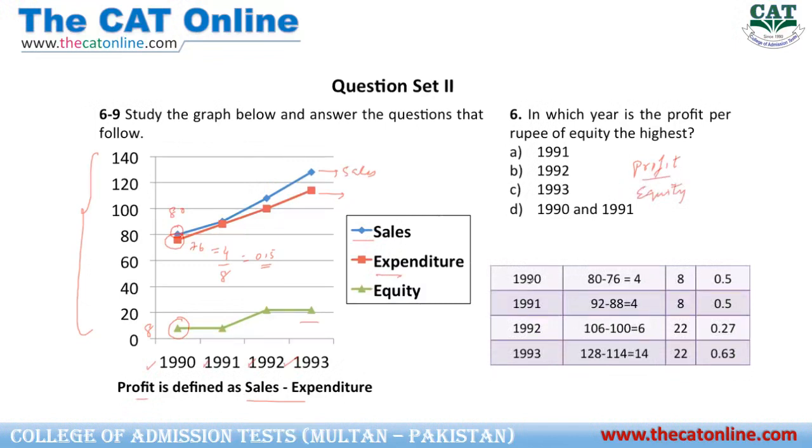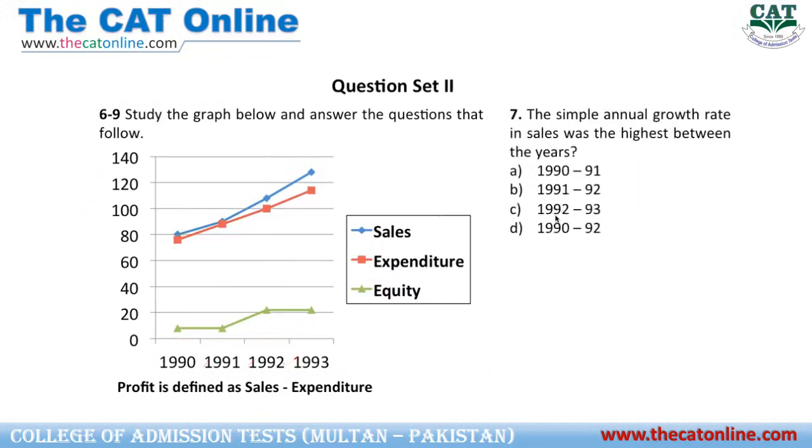So this table here shows the different years. I have this sales value minus the expenditure, and this gives me the profit. These are the equity values, and this is finally profit divided by equity. So if you calculate for all these years, you will get for year 1991 the sales is 92, the expenditure is approximately 88. This gives you a profit of 4, divided by it, this gives you 0.5. Similarly, calculate for the rest of the years. We find that the ratio is maximum in the year 1993. So it's an easy question, but a little calculation intensive.